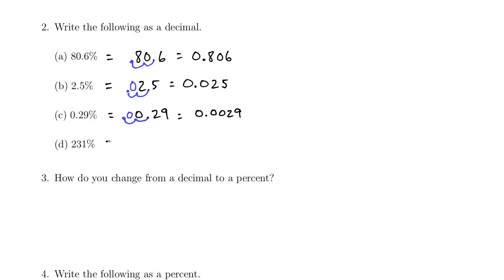And D, we've got 231%. Okay. So first of all, drop the percent symbol. The decimal point, remember, is understood to be right there. And we're going to move the decimal 2 places to the left. So let's see here, 1, 2. So the new decimal is going to be between the 2 and the 3. So the decimal number is going to be 2.31 or 2 and 31/100ths.